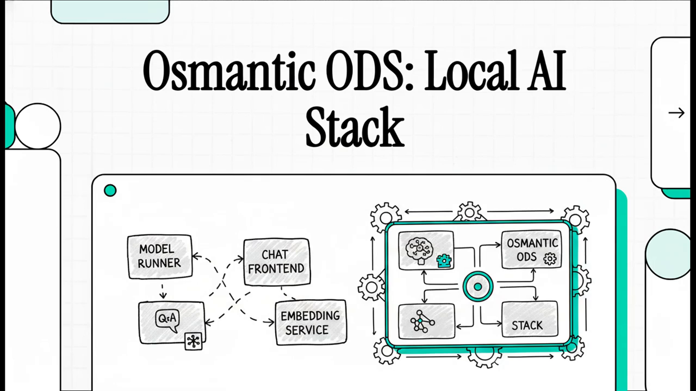Today we're diving headfirst into the system architecture of Osmantic ODS. Look, if you've been tracking the local AI space at all, you know it is incredibly fragmented right now, right? You're out there practically duct taping together model runners, chat front ends, and embedding services all by hand. But today, we're looking at a genuinely fascinating self-hosted local AI operating stack that is aiming to just solve all that in one fell swoop.